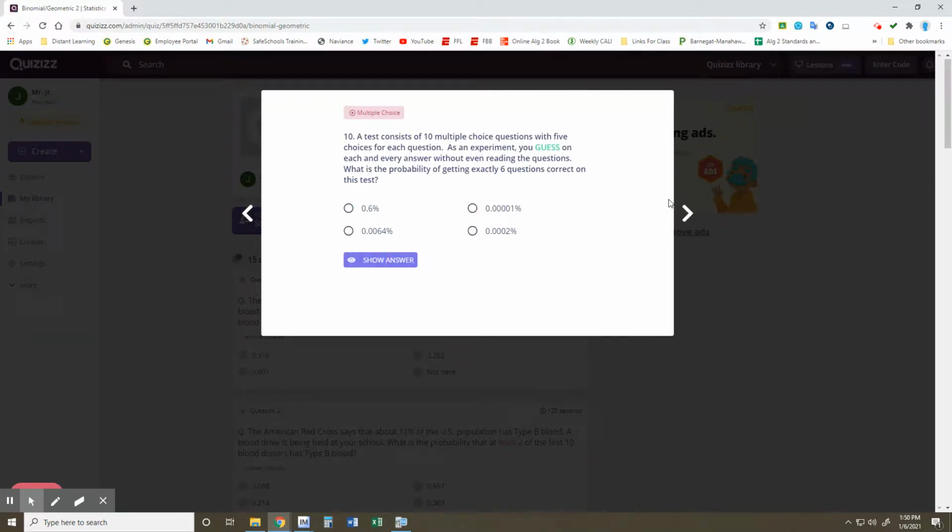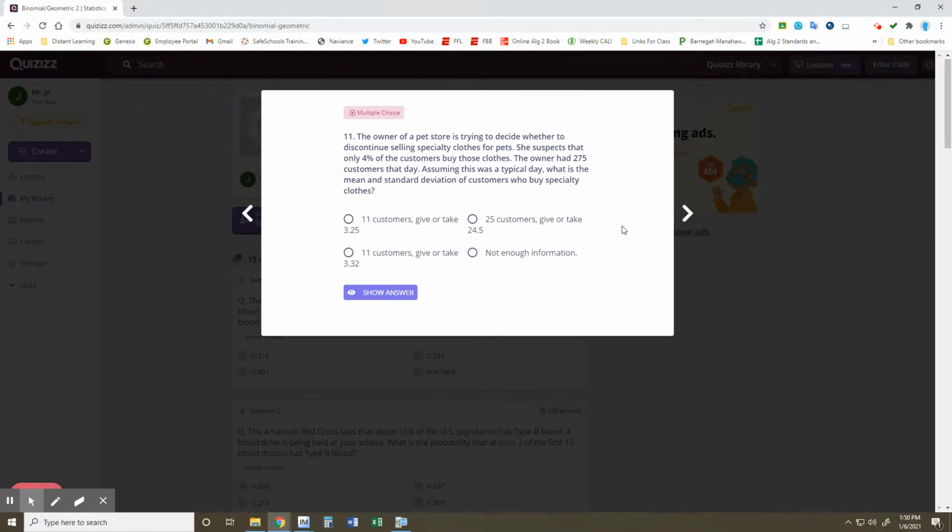Nice. Number 11. The owner of a pet store is trying to decide whether to discontinue selling specialty clothes for pets. Ridiculous concept. She suspects that only 4% of the customers buy those clothes. 4% chance of success. The owner had 275 customers that day. Assuming a typical day, what is the mean and standard deviation?